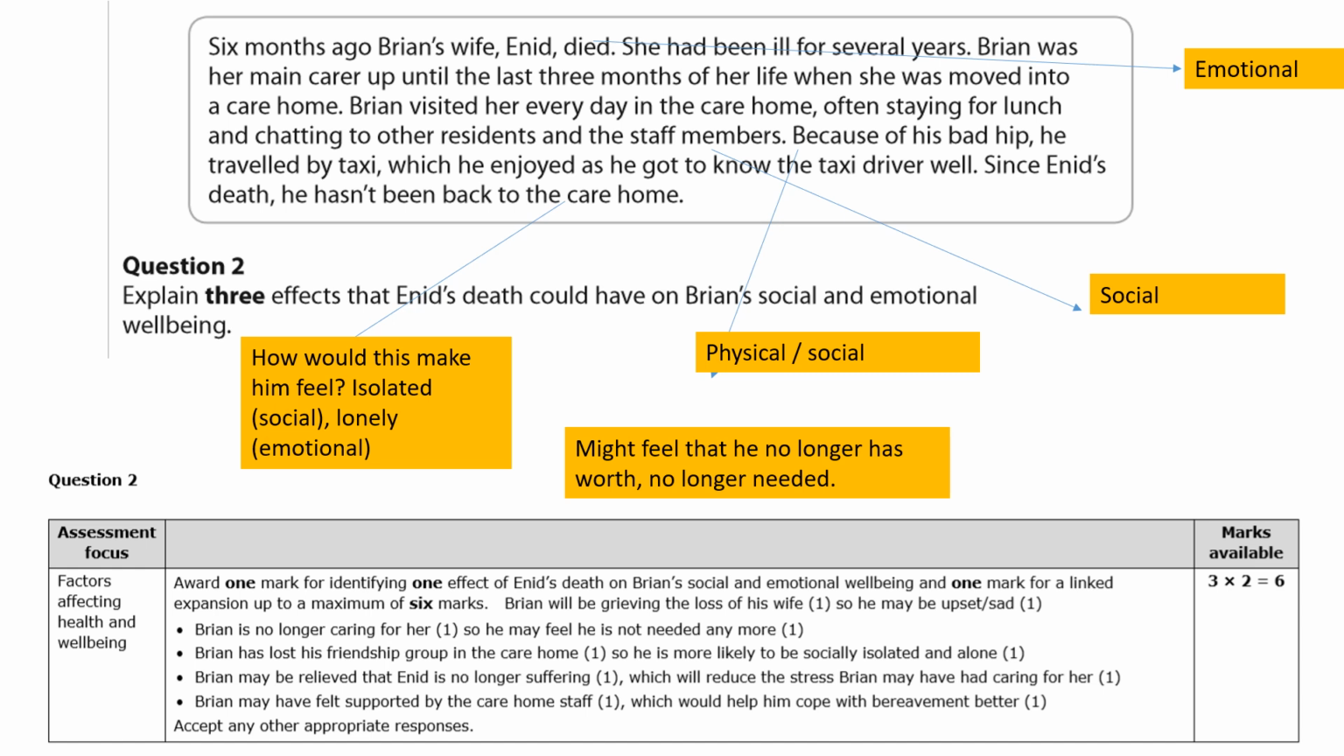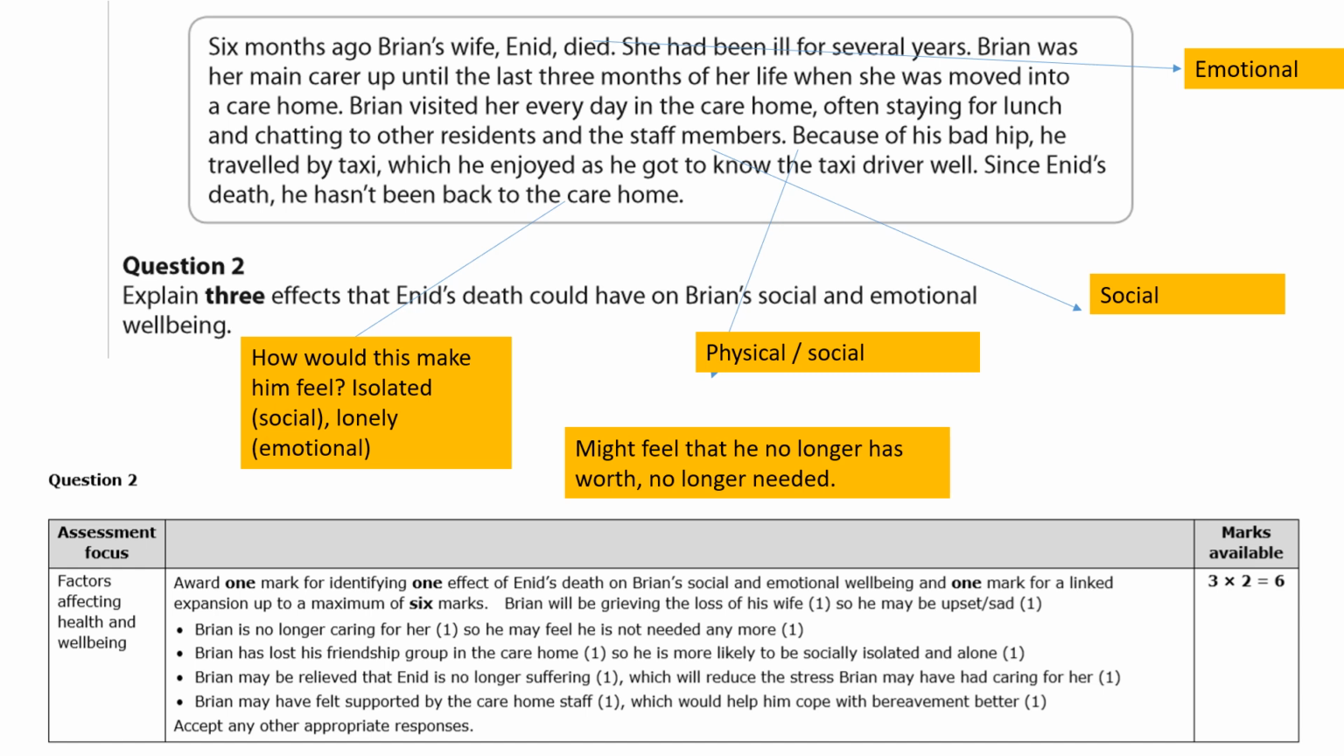Socially, he used to chat to staff members. He'd made friendship with the taxi driver. He's no longer needing to go to the care home. Before he had a purpose, now he hasn't got a purpose anymore. So I've sort of underlined all those key points ready to answer the questions.